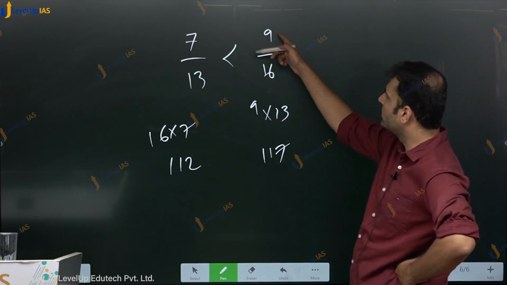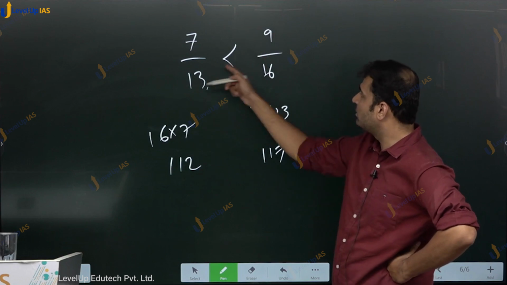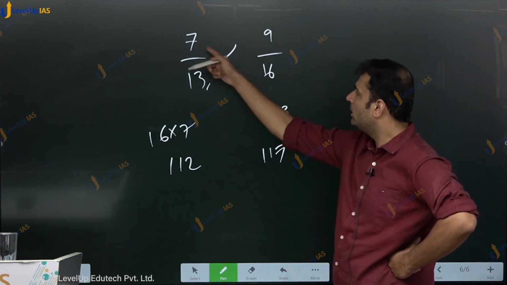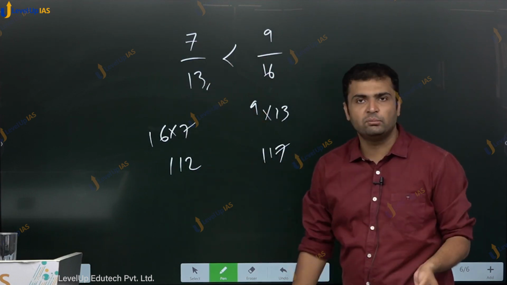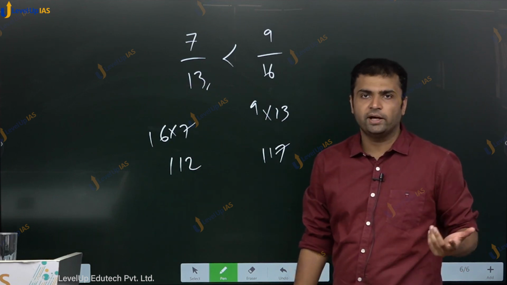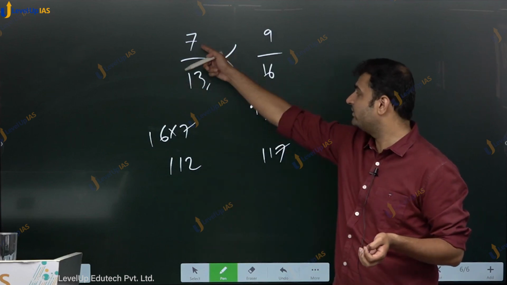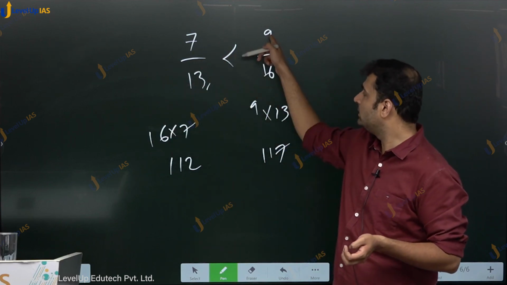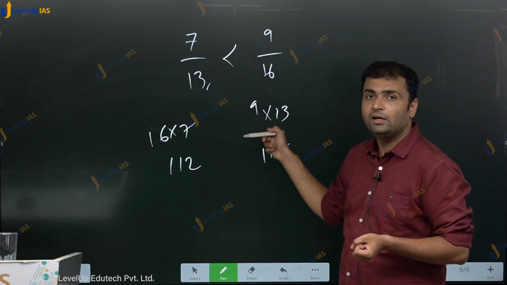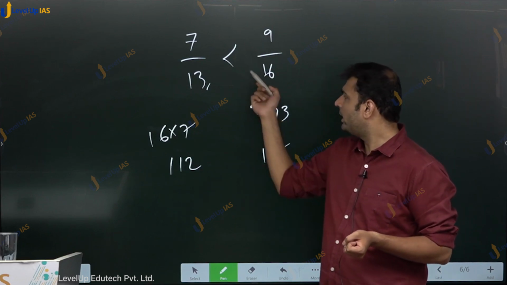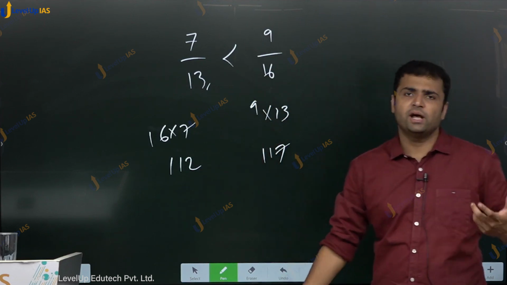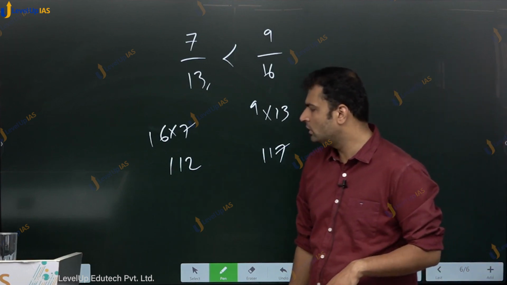तो जो भी न्यूमरेटर यहाँ पे लेना है, यहाँ पे मल्टीप्लाई करना है, ये क्रॉस मल्टीप्लाई करना है, and जो भी मल्टीप्लीकेशन बढ़ा वो फ्रैक्शन भी बढ़ा. The bigger the cross multiplication, the bigger the fraction. तो यहाँ पे 7 है तो यहाँ पे 16 into 7 लिखना है. Here we have 9 तो यहाँ पे 9 into 13 लिखना है. And whichever cross multiplication is bigger, that fraction is also bigger.